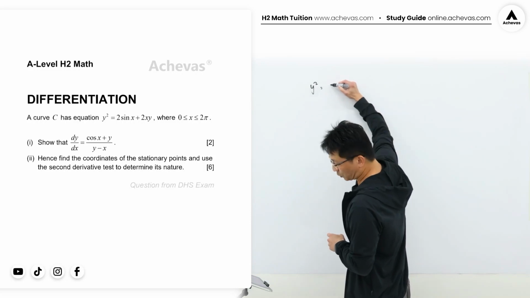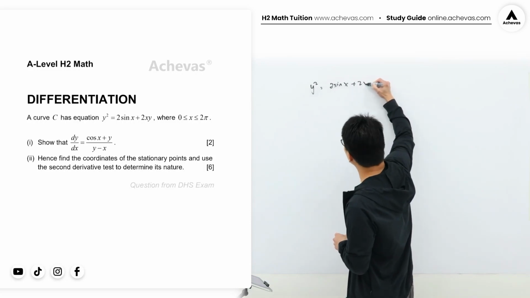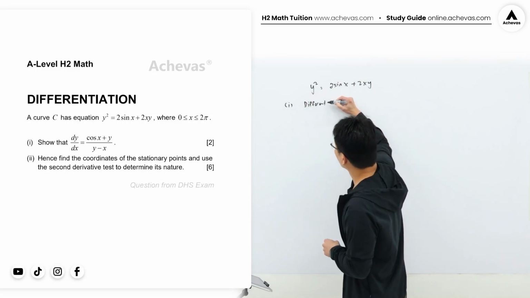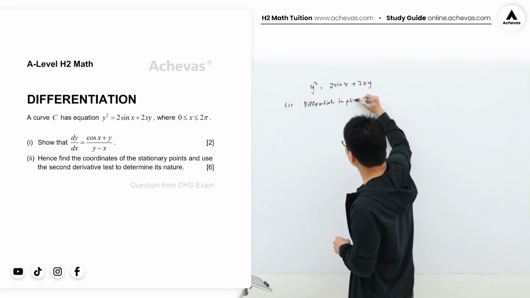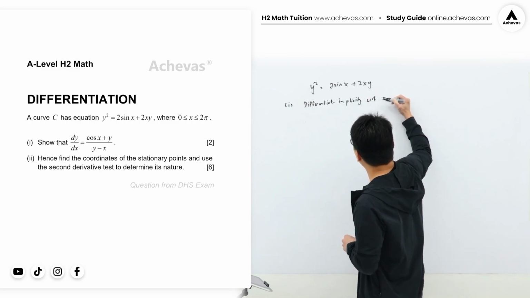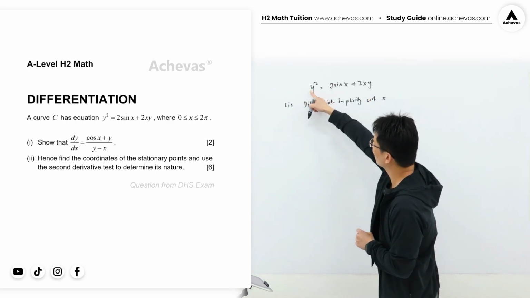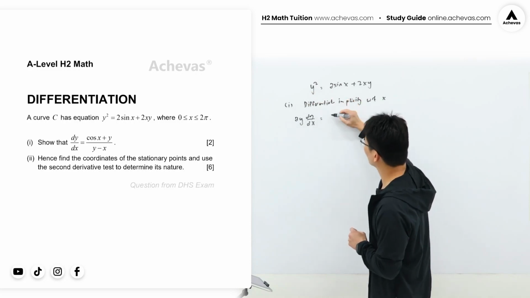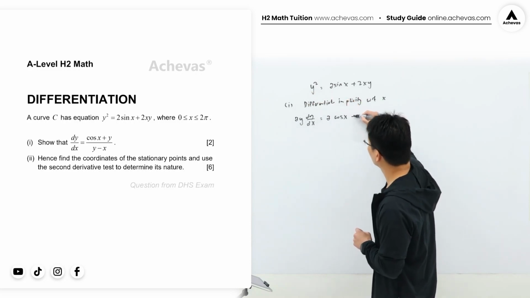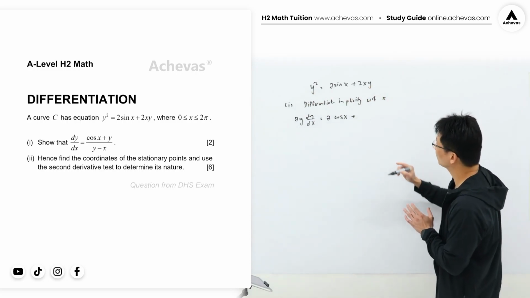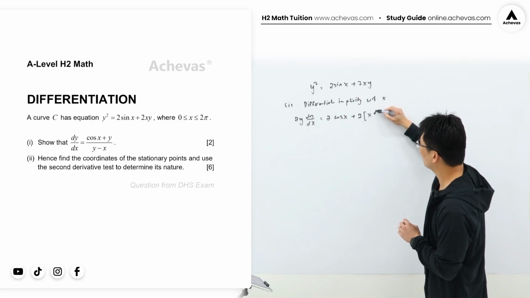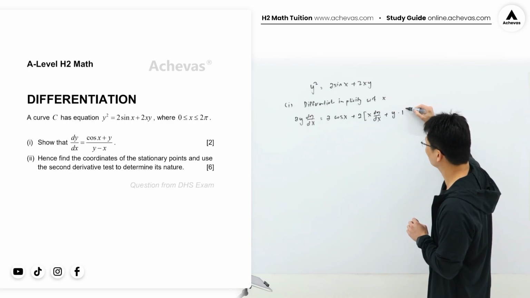y squared equal to 2 sine x plus 2xy. So we are going to do a differentiation implicitly with respect to x for this expression. So differentiation of y squared, I will get a 2y dy over dx. This I will get a 2 cosine x. And for this part here, we're going to make use of our product differentiation. So keeping x differentiating y, we will have a dy over dx. Keeping y differentiate x, I will have a y times 1.